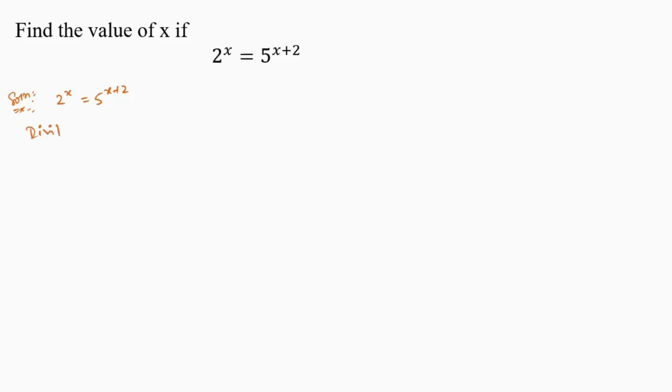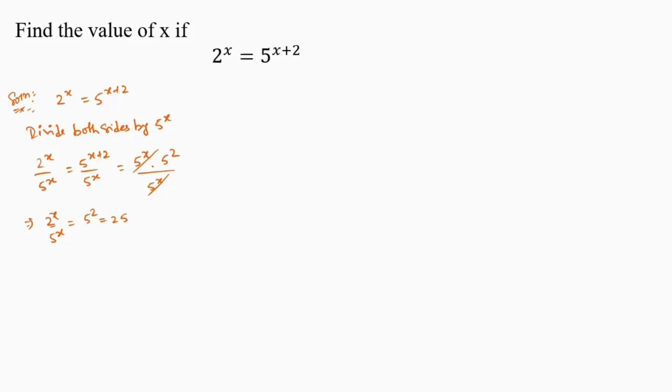Now divide both sides by 5 raised to power x. We get 2 raised to power x over 5 raised to power x equals 5 raised to power x plus 2 over 5 raised to power x, and this right hand side can be written as 5 raised to power x times 5 raised to power 2 over 5 raised to power x. This will cancel out and we get 2 raised to power x over 5 raised to power x equals 5 raised to power 2 equals 25.